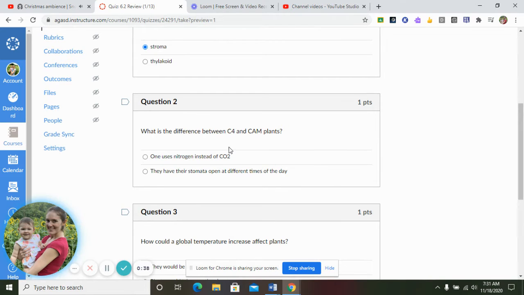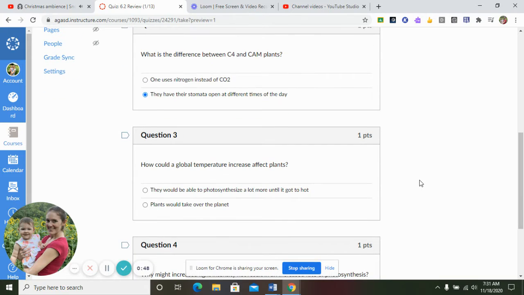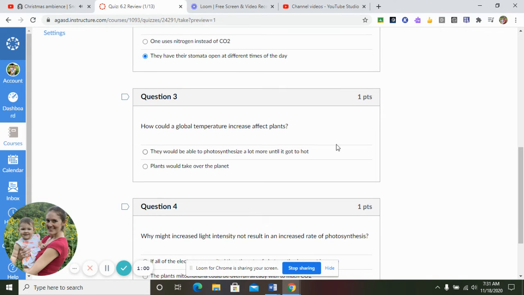What is the difference between CAM and C4 plants? One uses nitrogen instead of carbon dioxide, or they have their stomata open at different times of the day. That one is actually going to be the second choice here. Sometimes the one type of plant will have their stomata open only at night. The other type of plant has their stomata open halfway, and that's all just to try to prevent water loss.